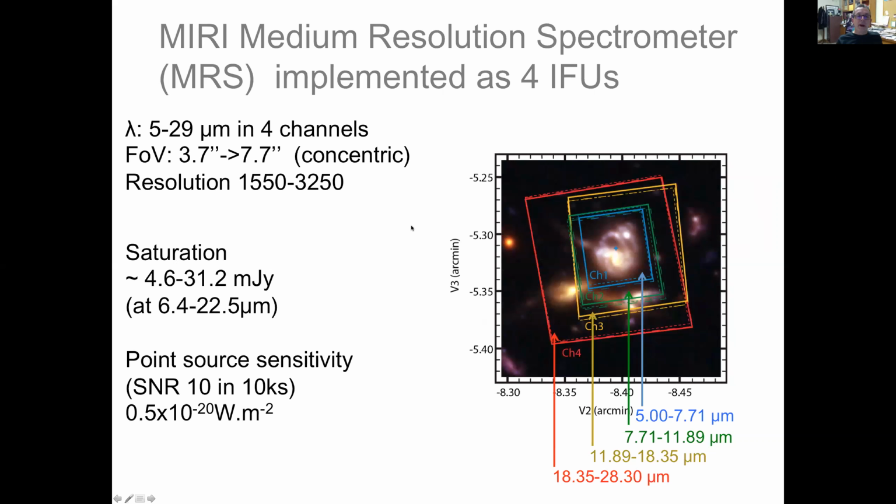Okay, as I mentioned, like NIRSpec, MIRI has IFUs. In fact, it's actually 4 channels, so it covers the wavelength range from 5 to 29 micron. And if you want to cover this whole wavelength range, you have to do 4 observations. You can see that as you go to longer wavelengths, the field of view actually increases. So that gives you an idea of what MIRI will do.